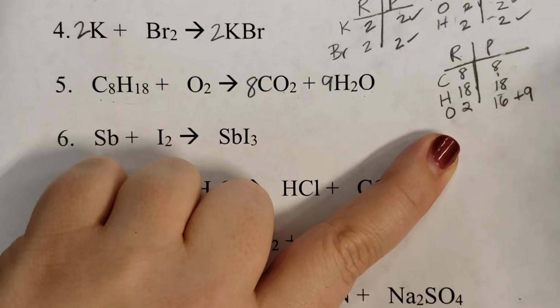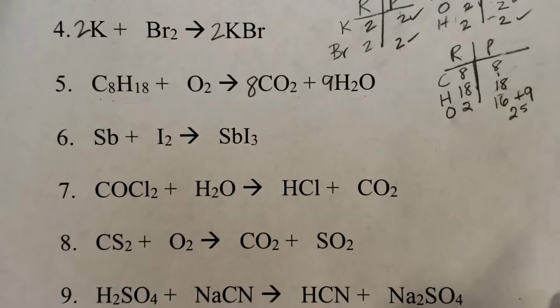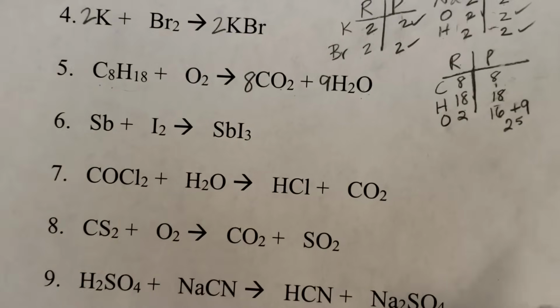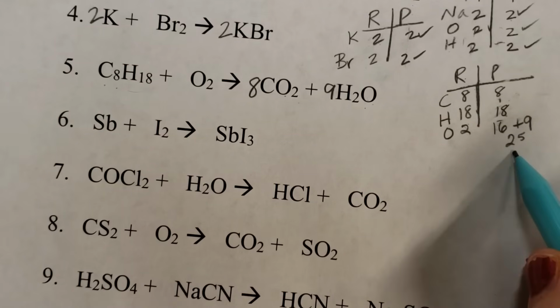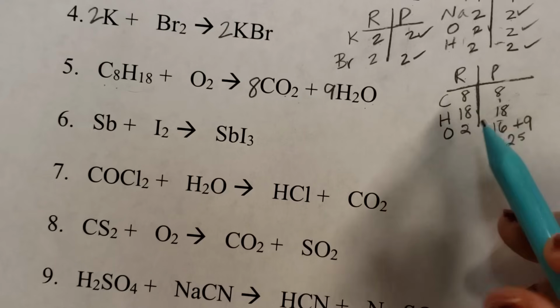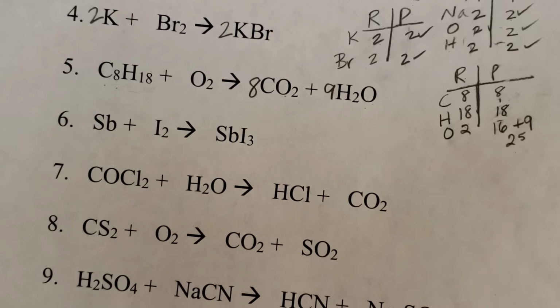What is 16 plus 9? 25. Okay, here's the problem. 25, not divisible by 2. Oh dear. So what do we do? Well, we might have to make some other adjustments.